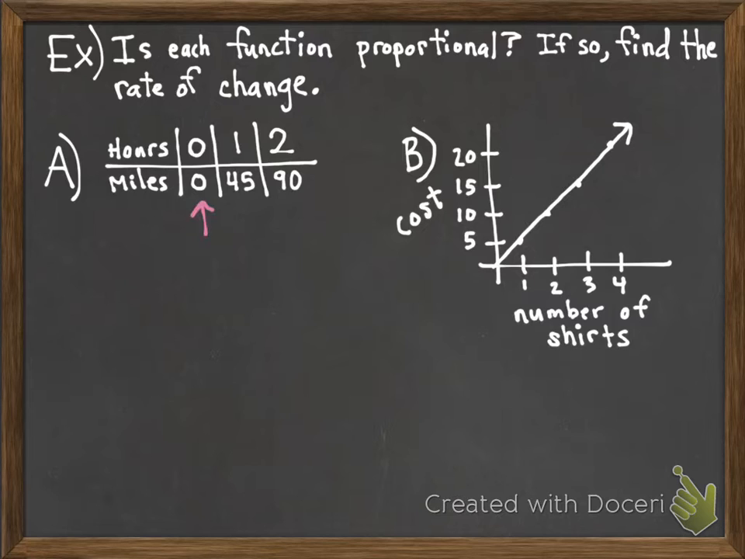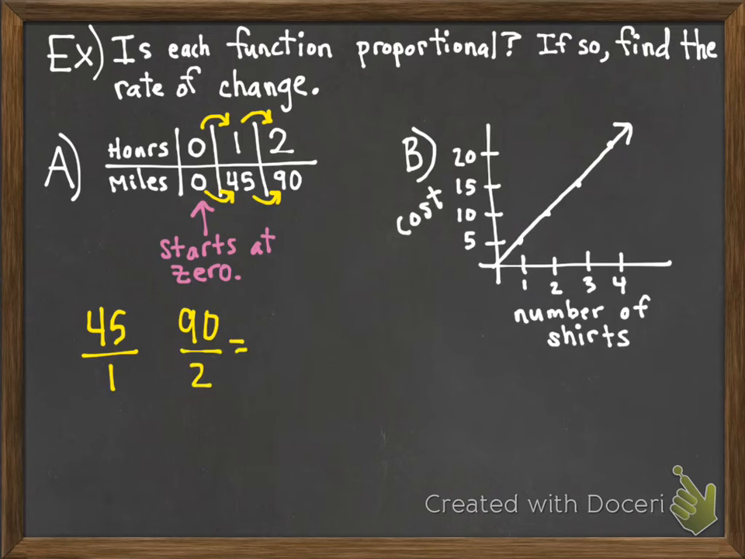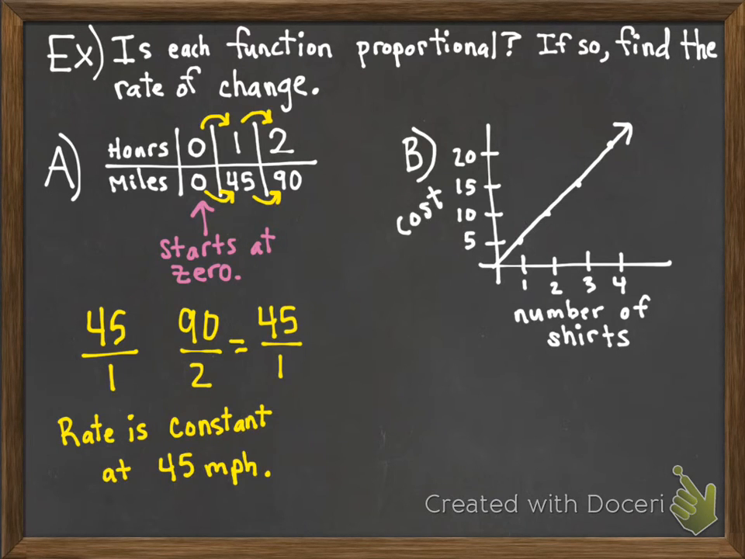On this table, we first check to make sure that it starts at 0. So at 0 hours, we are 0 miles away. That's good. Then we check our rate of change. For every hour that we go, we're going to get 45 miles farther away. That means we're going 45 miles each hour and it stays constant. So our rate of change is going to be 45 miles per hour. And this is proportional.